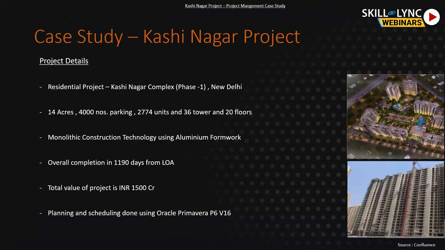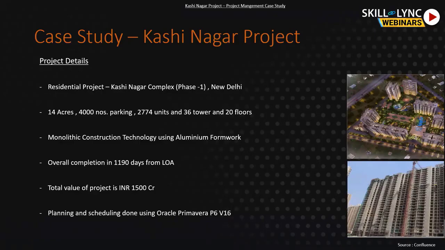So basically, the major method we have decided is to go with the monolithic construction technology using aluminum formwork. That is because of the time frame. It's a very tightly scheduled project. So using the aluminum formwork gives us the advantage of constructing monolithically every floor at a very quick time cycle. So it helps us to attain the duration and the target date easily.